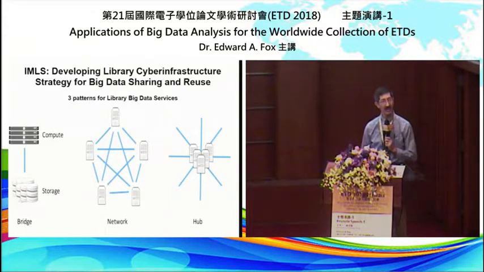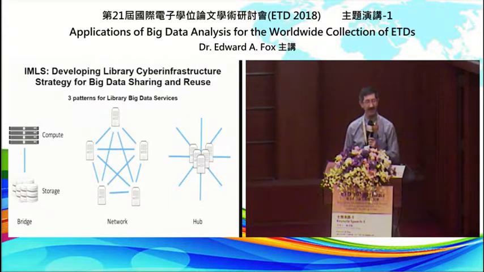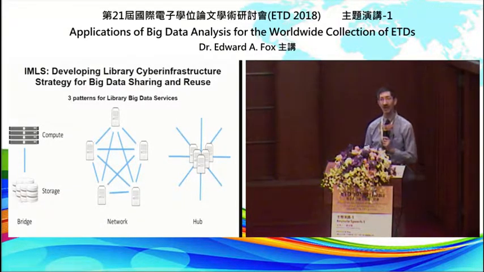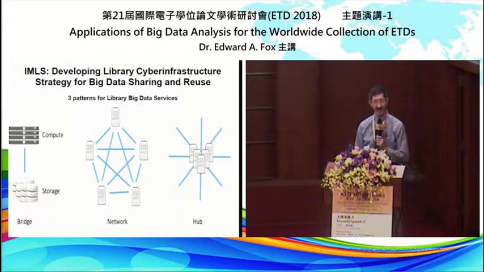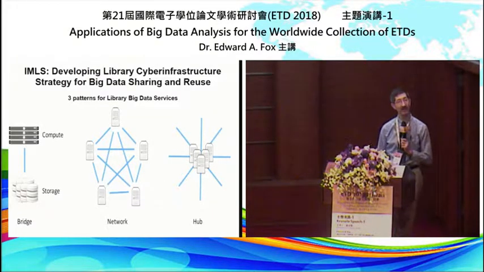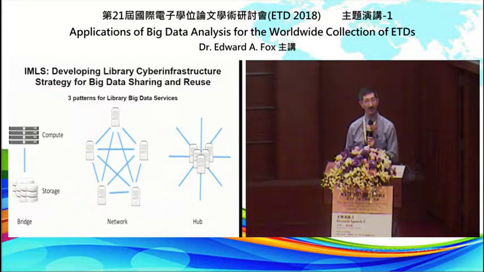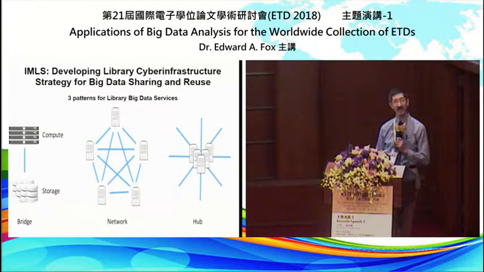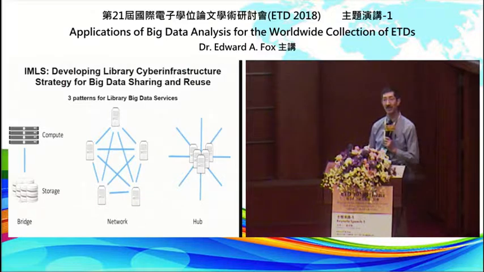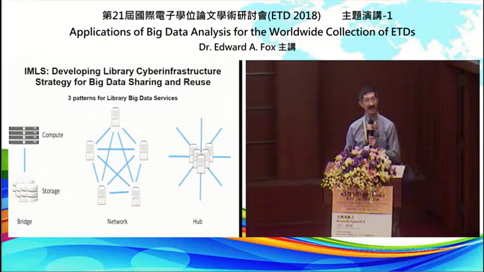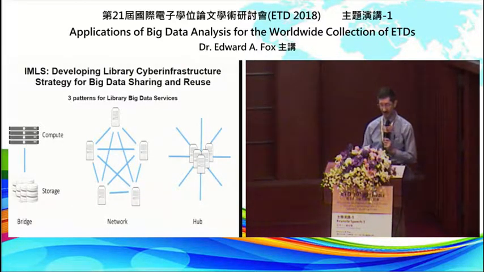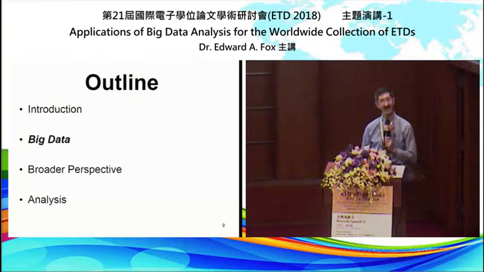So the first of these IMLS projects poses the question, what should libraries do in terms of their computing infrastructure? Should they have big high-performance computing? Should they build a network of computers linked together? Should they have them all clustered together into a big hub to carry out things? And so we've done a number of studies of different things that libraries do to see which of these kinds of infrastructure gives the best performance. So that's an introduction to set the stage of what's going on.